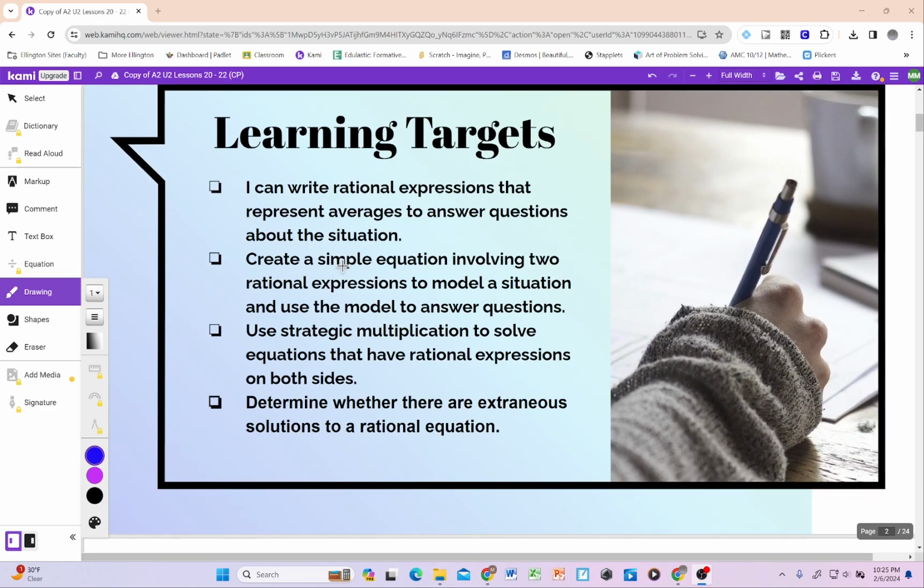So our learning targets here are that we are going to be writing rational expressions that represent averages to answer questions about a situation. Ultimately, we have been looking at the role of division in life and in numbers in general. One of the things that we came up with was how division makes an inverse relationship between numbers, so that if I have something that's related by division, then as one quantity increases, the other decreases, and vice versa.